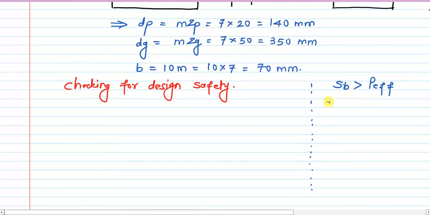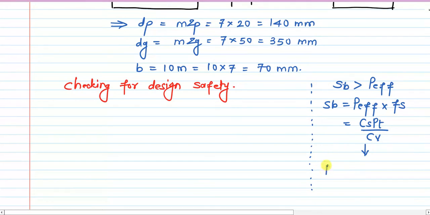If this has to be greater, there has to be some coefficient or some additional component in P effective which will help it get equalized with the SB. So SB will be equal to P effective into FS. And what exactly is P effective? P effective is nothing but CSPT upon CD. And for CD we have a formula depending on the velocity for the spur gear: 3 upon 3 plus V, or 5.6 upon 5.6 plus root V, 6 upon 6 plus V, depending on the velocity. So that we can immediately calculate.